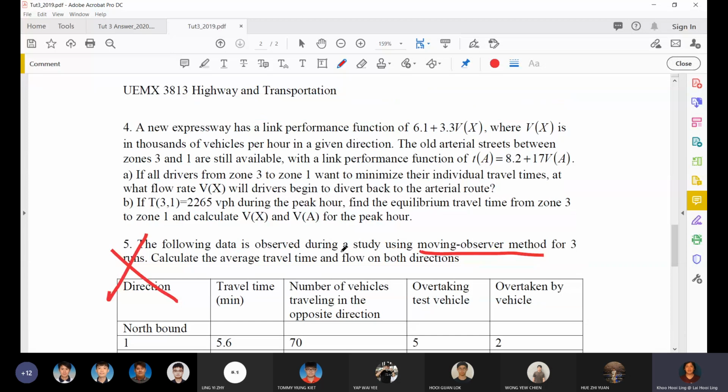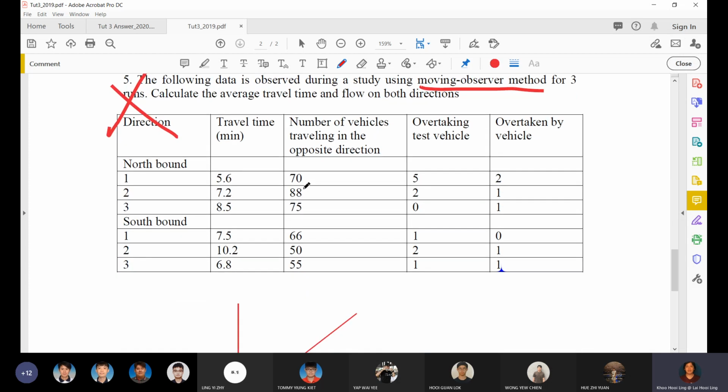A new expressway has a link performance function of TX equals 6.1 plus 3.3 VX, where VX is the traffic flow volume on the expressway. And then we have TA equals 8.2 plus 17 VA, where VA is the traffic flow in the arterial street. So we want to know, if all drivers from zone 3 to zone 1 want to minimize their individual travel times, at what flow rate will the drivers begin to divert back to the arterial road?